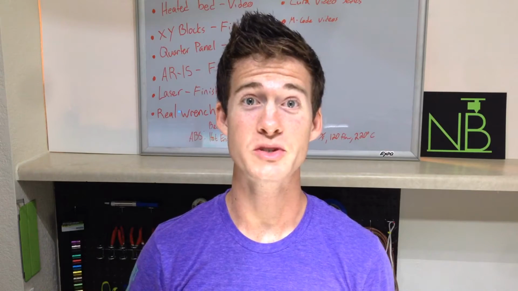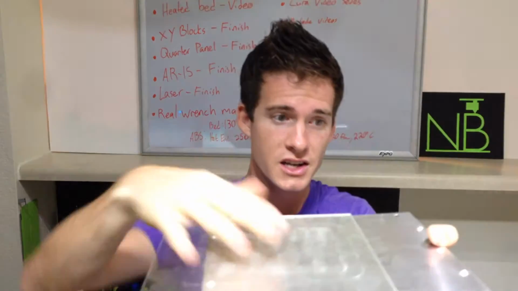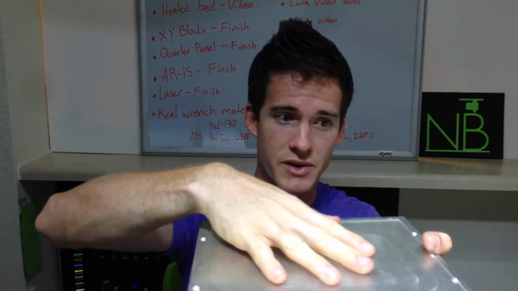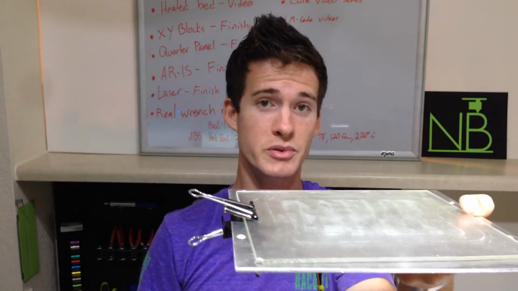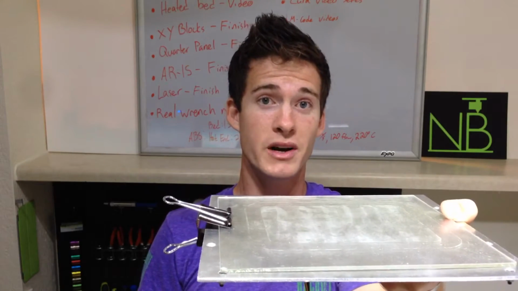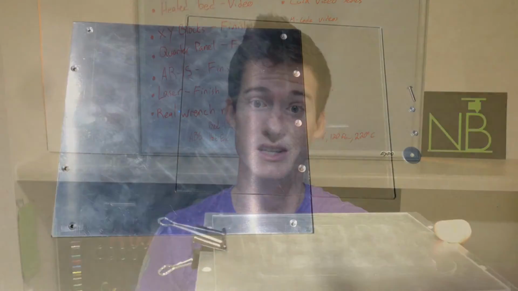All right, so what I'm going to be showing you is how to take your glass and mount it to your aluminum heated bed so that as you're printing, it doesn't slide around. Now, most people use these clips and just clip it on there, and that does work pretty well. But I wanted to think of a better way that allowed it to be more securely mounted to the bed so it didn't slide around.